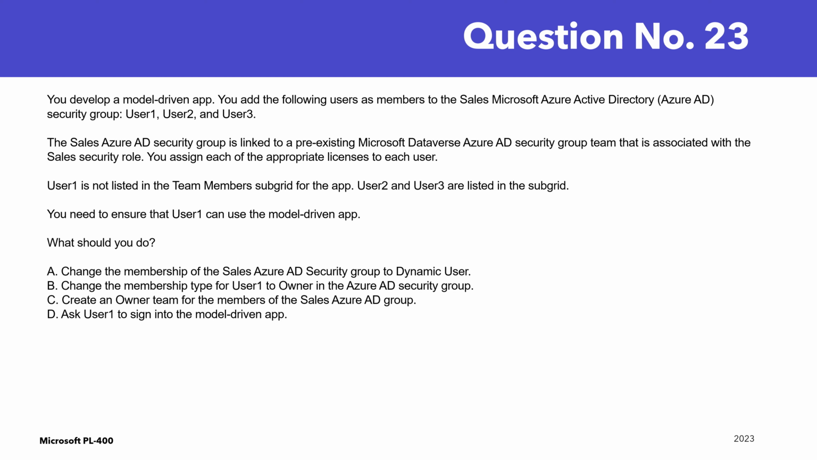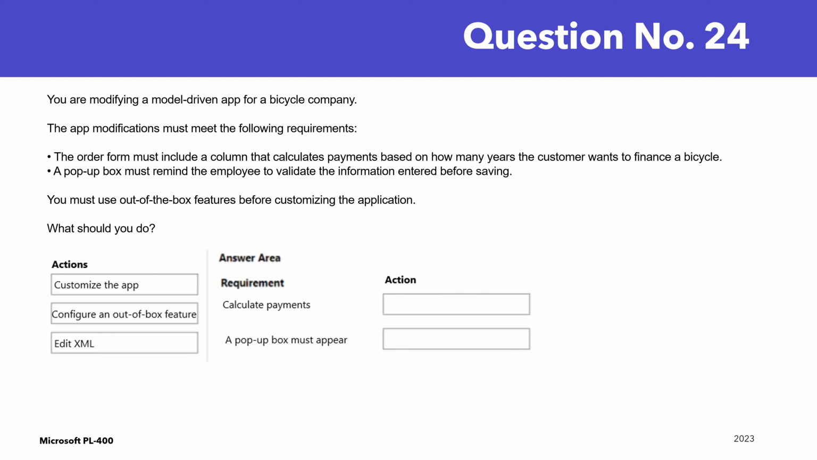What should you do? A. Change the membership of the Sales Azure AD Security Group to Dynamic User. B. Change the membership type for User 1 to Owner in the Azure AD Security Group. C. Create an owner team for the members of the Sales Azure AD Group. D. Ask User 1 to sign into the model-driven app. Correct answer, D.